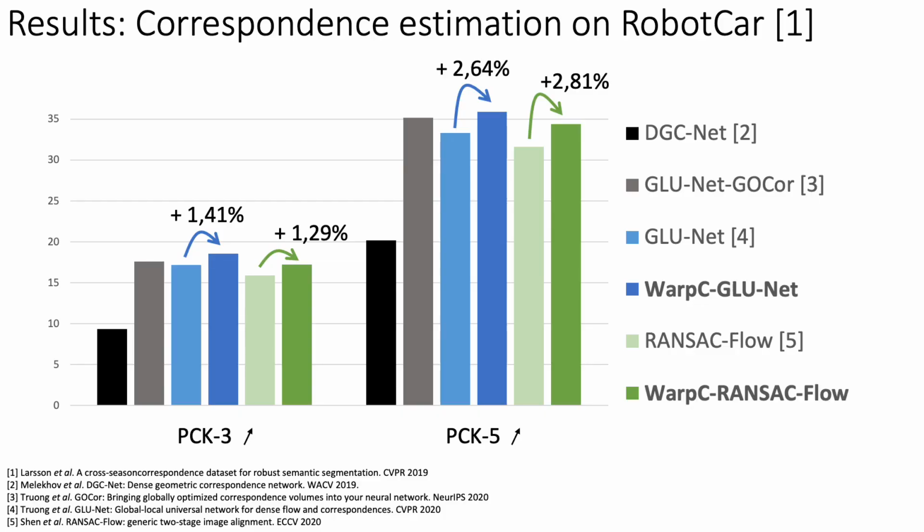Here we evaluate the same networks trained on MegaDepth, but on the RobotCar dataset. And once again, we see that both Warp-C GLU-Net and Warp-C RANSAC-Flow substantially improve upon their baselines. And here it's also important to note that since all networks are trained on MegaDepth, our Warp consistency objectives improve the generalization capabilities of the networks.